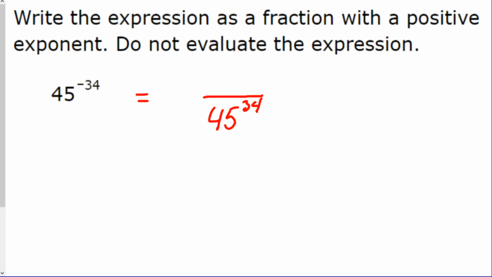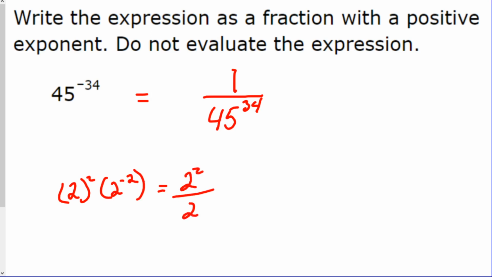And then since there's nothing in the top, we just put a 1 up there. I don't think you'll see any in this one, but just in case you're wondering, if we had 2 squared times 2 to the negative 2, then this one's positive, so it would stay on top, but this one's negative, so it would go to the bottom. So you can split them up like that, as long as you're multiplying.